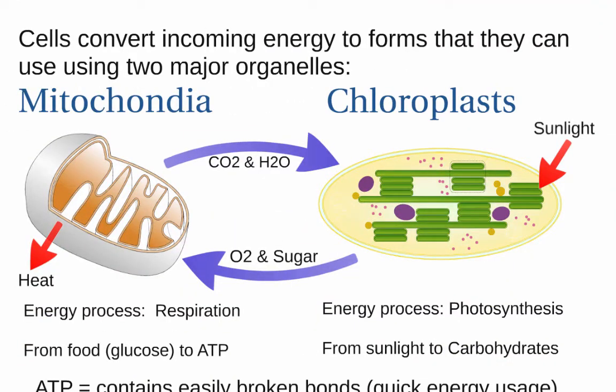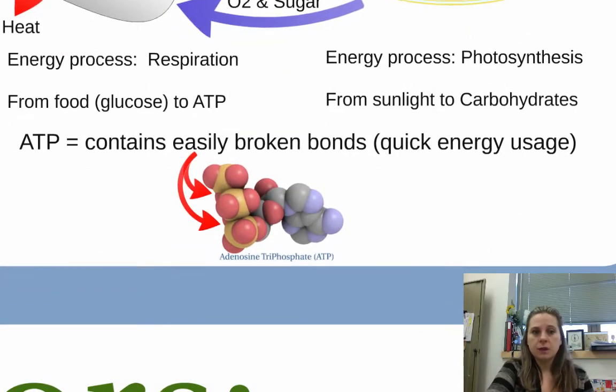So we know cells convert incoming energy into forms that we can use using two main organelles. This is that idea of turning it into chemical useful energy. So our mitochondria and our chloroplasts are super responsible for this. Mitochondria helps to take the energy that is brought in and process it into usable forms of energy, whereas chloroplast is converting sunlight into those usable forms. So respiration happens at the mitochondria, photosynthesis happens at the chloroplast.